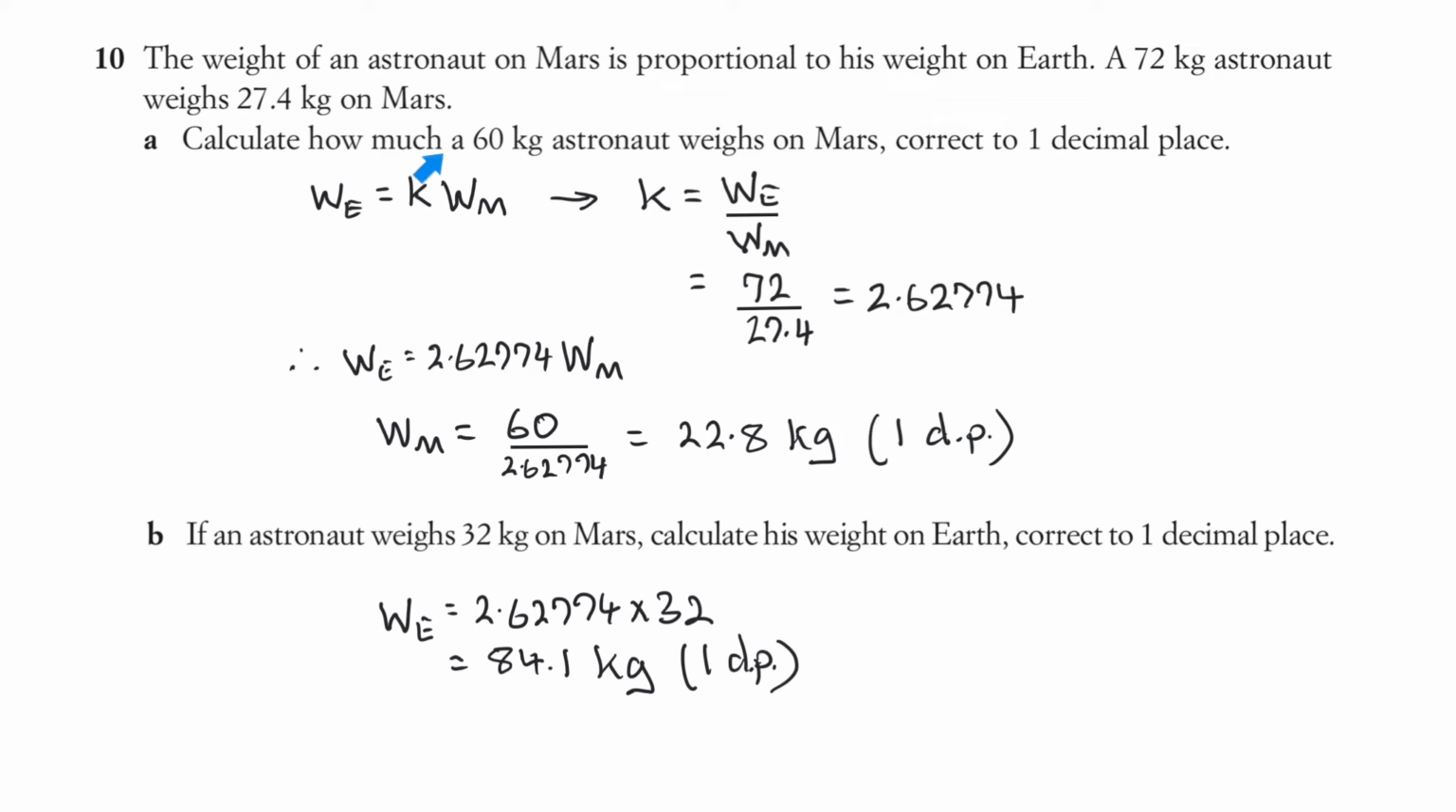The question was, it's a 60 kilogram astronaut on Earth, how much does he weigh on Mars? So we'll change this again: the weight on Mars is equal to the weight on Earth divided by the constant, and that's 22.8 kilograms to 1 decimal place. B, if an astronaut weighs 32 kilograms on Mars, calculate his weight on Earth, correct to 1 decimal place. So we're expecting the number to be larger than 32. So the weight on Earth equals 2.62774 times, we've been told the weight on Mars is 32, and that's 84.1 kilograms to 1 decimal place.